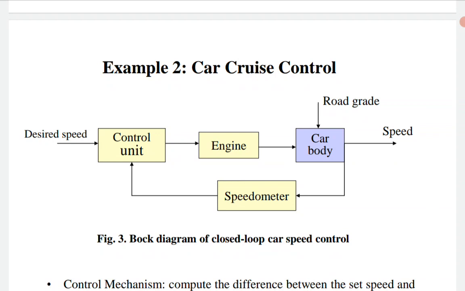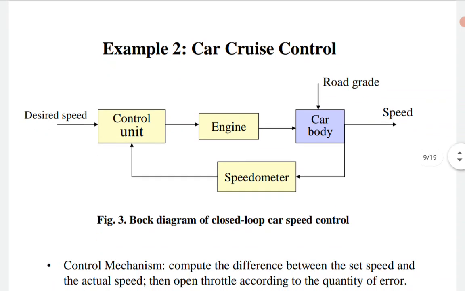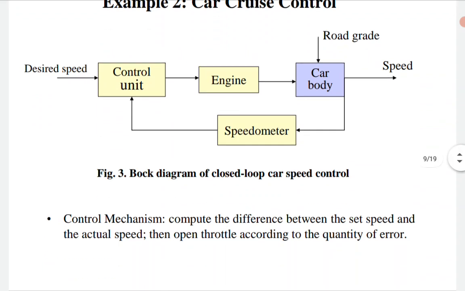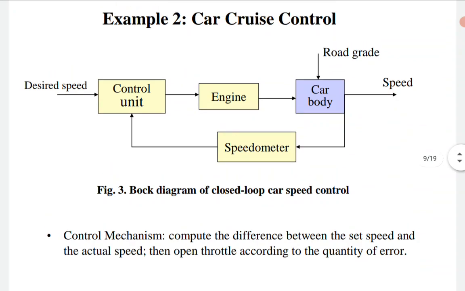That's why some portion of the speed output passes through a speedometer, by which the controlling action goes on. This is another very good example, car cruise control, also known as closed loop car speed control. Here the control mechanism works with the difference between the set speed and the actual speed. We have to compute that, then open the throttle according to the quantity of error.